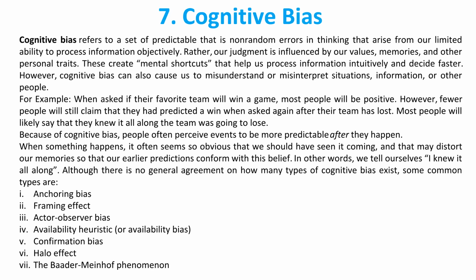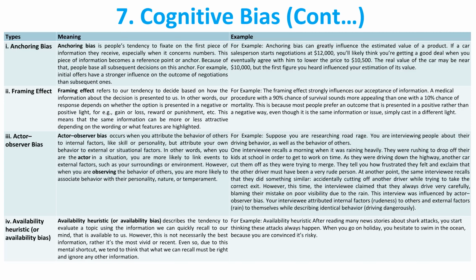Some common types are anchoring bias, framing effect, actor-observer bias, availability heuristic or availability bias, confirmation bias, halo effect, and the Baader-Meinhof phenomenon. Anchoring bias is people's tendency to fixate on the first piece of information they receive, especially when it concerns numbers. This piece of information becomes a reference point or anchor. Because of that, people base all subsequent decisions on this anchor. For example, initial offers have a stronger influence on the outcome of negotiations than subsequent ones.